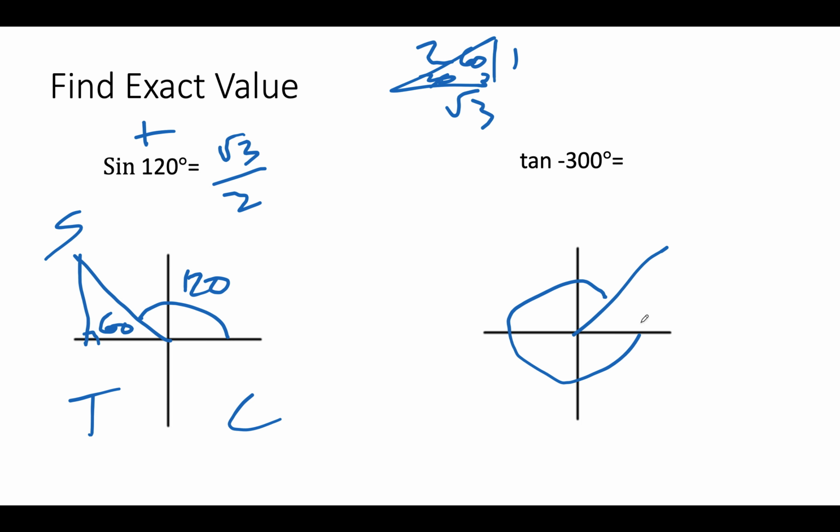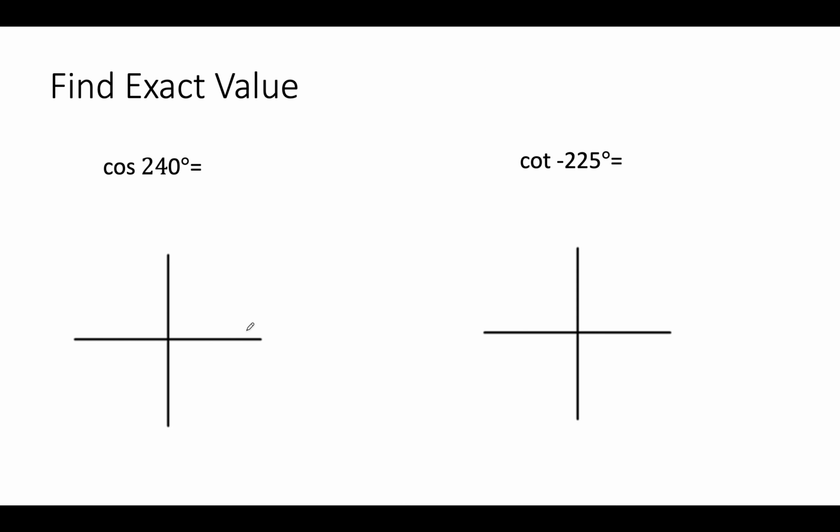Tangent of negative 300. Come around 300. How far short am I? I'm 60 short. Hey, quadrant 1. Everything is positive in quadrant 1, and I'm 60 degrees, opposite over adjacent. OA, tangent, OA. So we're doing the same things we've been doing here. Square root 3 over 1. That's my answer.